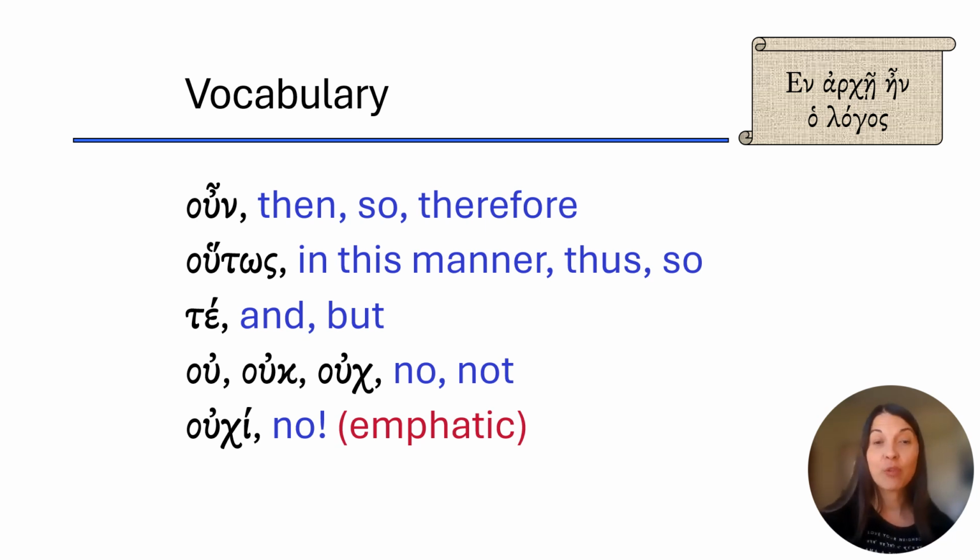And then we also have uki, which also means no, but more emphatic. And so these are your vocab words. This is chapter 5. You're doing great.